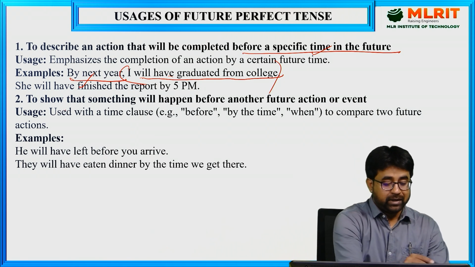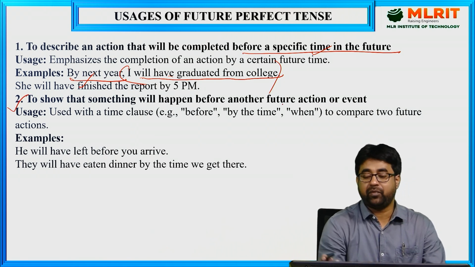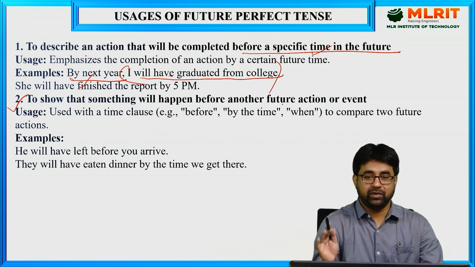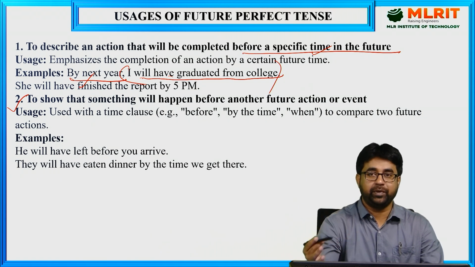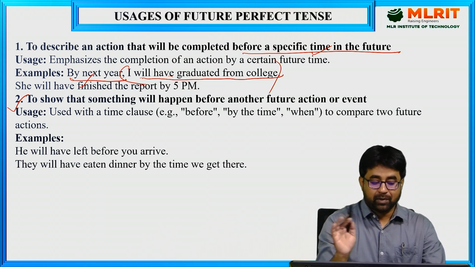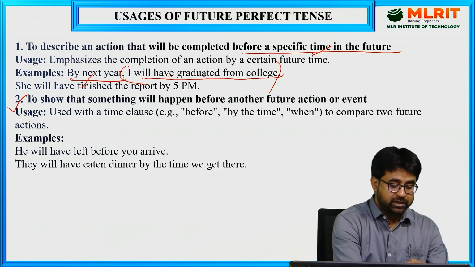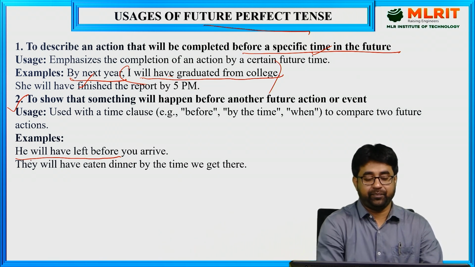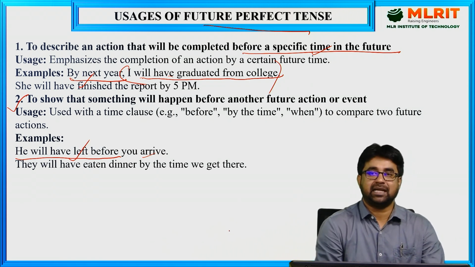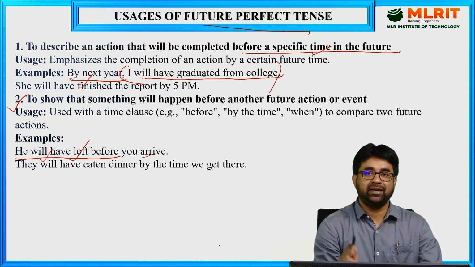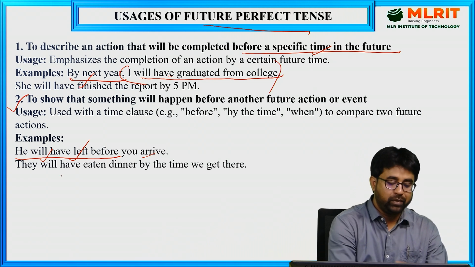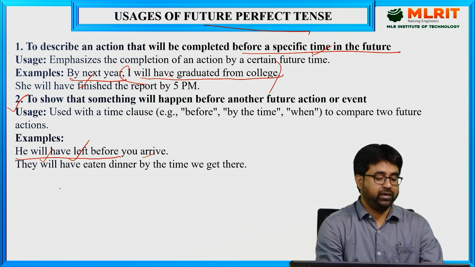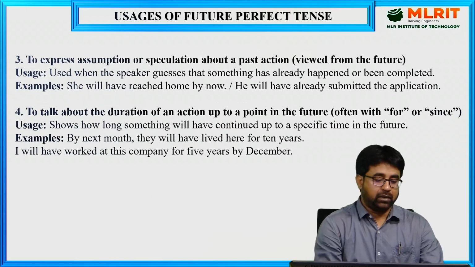Fine. Next usage. To show that something will happen before another future action or event. So if I'm dealing with two future events, and one event would be happening before another event, to talk about the first action, we use future perfect tense. He will have left before you arrive. So which one will be taking place first? This part. Which tense am I using? Future perfect tense. He will have left before you arrive. Fine. Now, the last two usages.